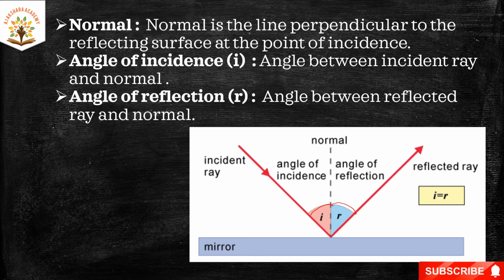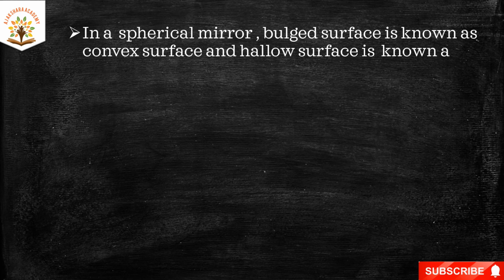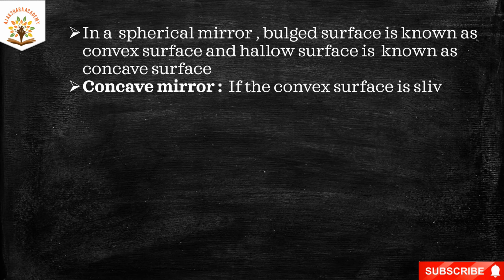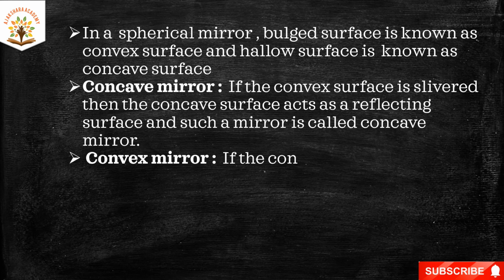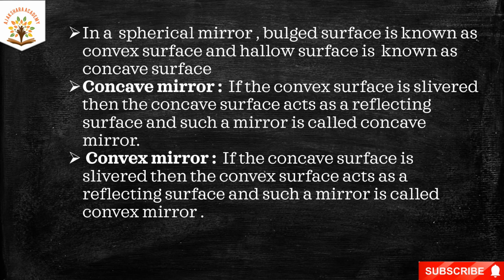Okay, next. In a spherical mirror, the bulged surface is known as the convex surface and the hollow surface is known as the concave surface. Now we'll discuss the concave mirror. If the convex surface is silvered, then the concave surface acts as the reflecting surface. Such a mirror is called a concave mirror. Convex mirror. If the concave surface is silvered, then the convex surface acts as a reflecting surface, and such a mirror is called a convex mirror.